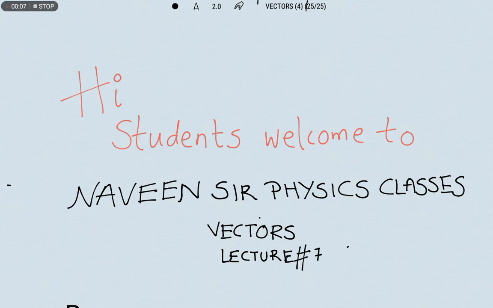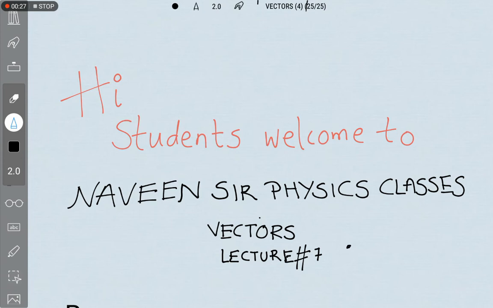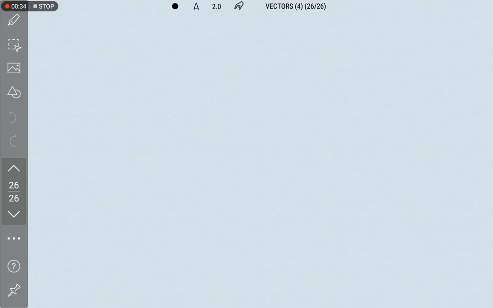In this lecture, we are going to discuss product of vectors. In last lectures, we completed addition of vectors and we also did some numericals based on addition of vectors. So in this lecture, we are going to deal with product of vectors. So how can we multiply the two vectors? Let us discuss. Here two types of multiplication of vectors are there.